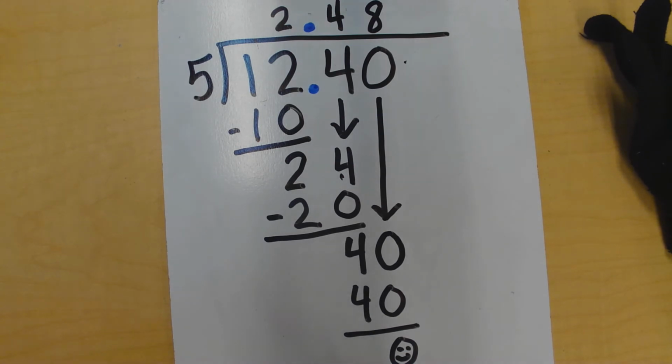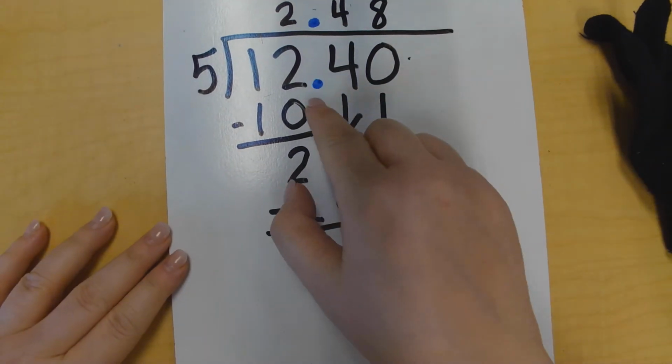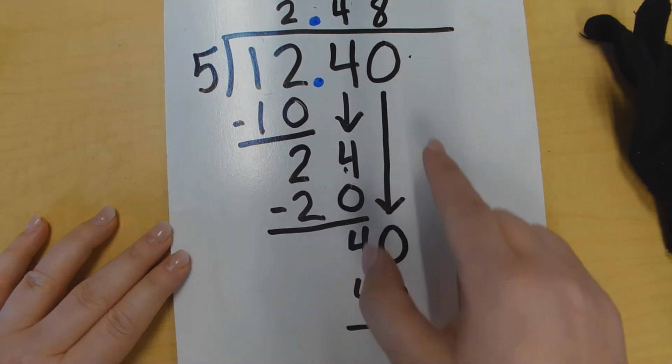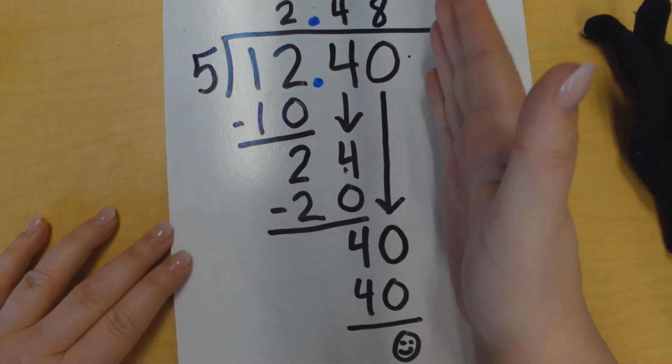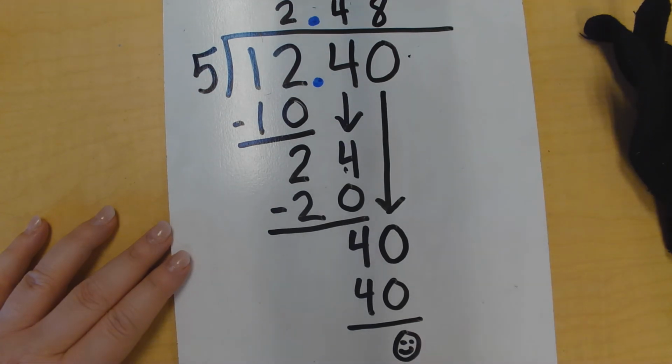Hopefully this has helped, showing you that when we have decimals, it's not that scary to move the decimal up and just keep adding decimals to get rid of that remainder.